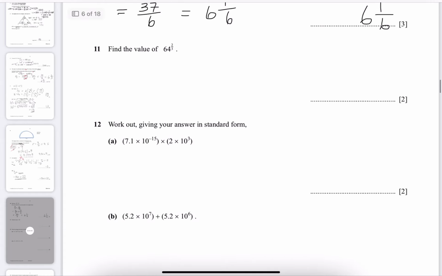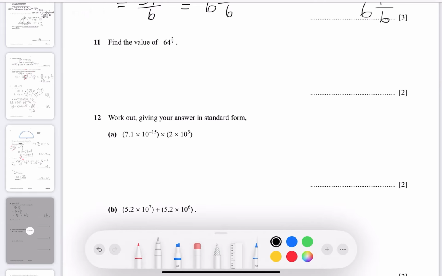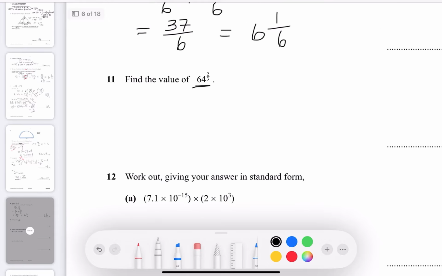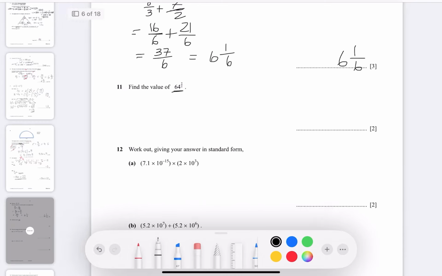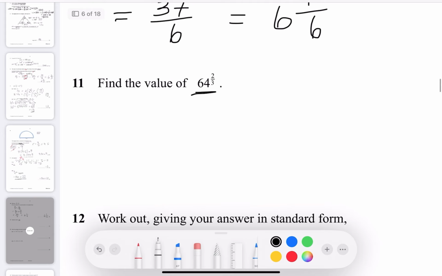And now we're asked to find the value of this right here. So if you cast your minds back to, it's actually a part in my formula booklet, in the indices section, the way to do this is that we can rewrite this as the cube root of 64 squared.